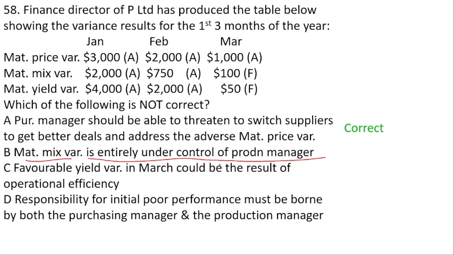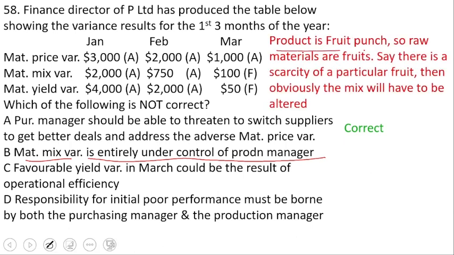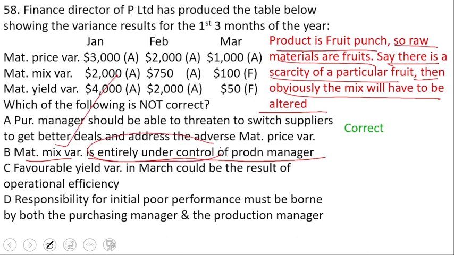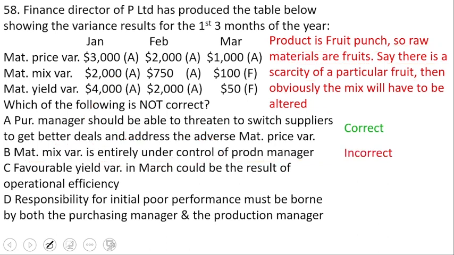I'll give you an example. If your product is the fruit punch, so the raw materials are the fruits, right? So say there is a scarcity of a particular fruit, then obviously the mix will have to be altered. So you cannot say that the material mix variance is always under the control of the production manager. So that's incorrect. Statement C, favorable yield variance in March could be the result of operational efficiency.